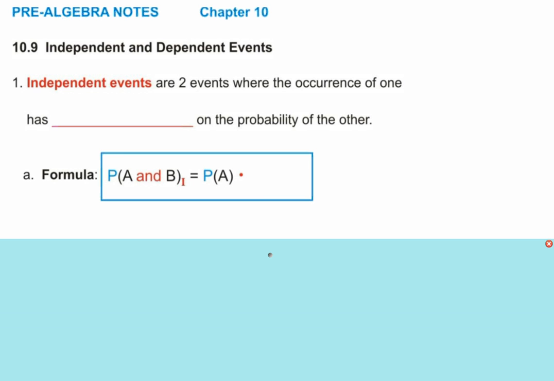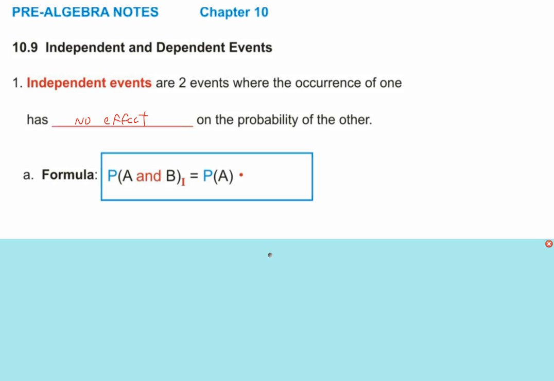We'll take independent first. Independent events are two events where they occur at once, but the one has no effect on the other. So they're two events, but the one has no effect on the probability of the other. They're two events, but they're not really related. That's what we mean by independent. So you get two events, but the one does not have an effect on the other.